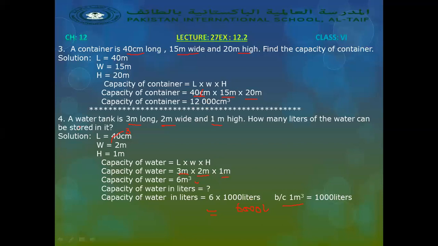But in question number 4, a water tank is 3 meter long, 2 meter wide and 1 meter high. These 3 meter represent the length, 2 meter the width, and the height is equal to 1 meter. How many liters of water can be stored in it? We find the volume or capacity of water by using the formula length multiply width multiply height. With length 3 meter, width 2 meter, height 1 meter, the multiplication is 6 cubic meter. Now cubic meter will be replaced by 1000 liters because we are asked to find the capacity of water that can be stored in liters. So dear students, your answer is 6000 liters.